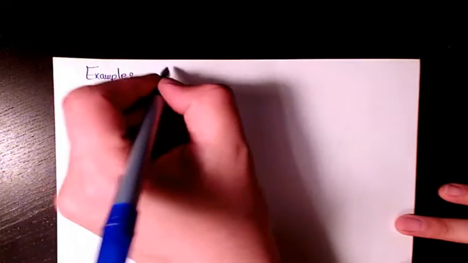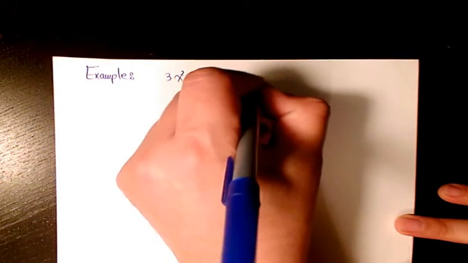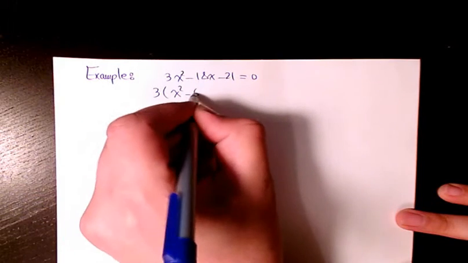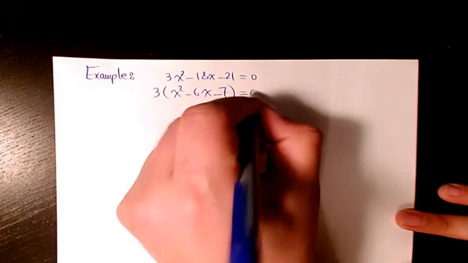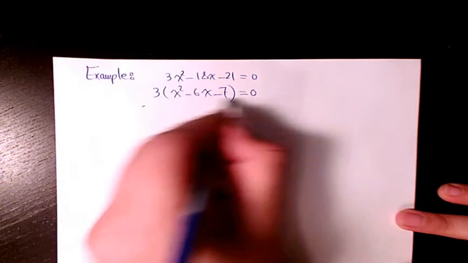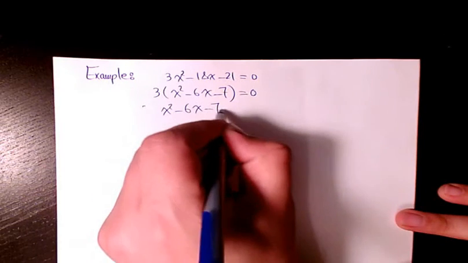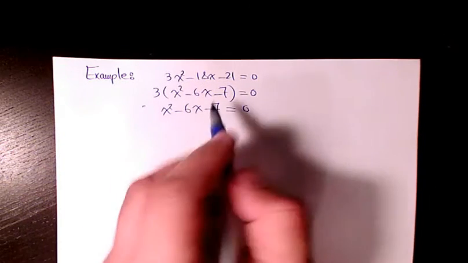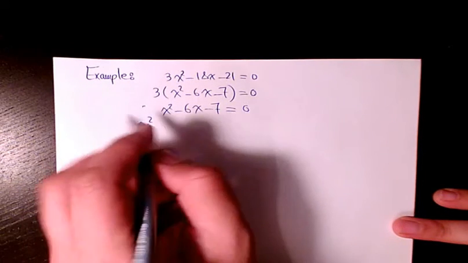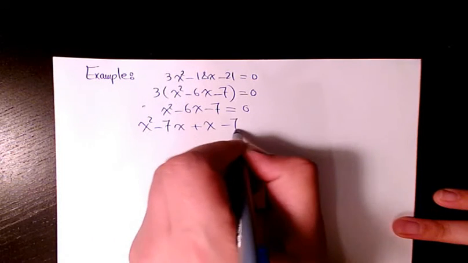Next one is 3x squared minus 18x minus 21 equals 0. I can factor 3 here. It's going to be x squared minus 6x minus 7 equals 0. So I have divided by 3, and it's going to be x squared minus 6x minus 7 equals 0. So we're looking for two numbers that multiply to negative 7 and add to negative 6. So it's going to be negative 7 and positive 1.